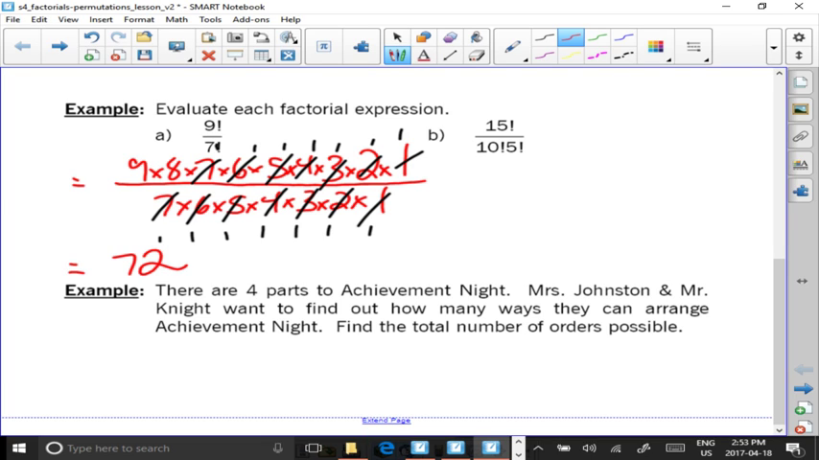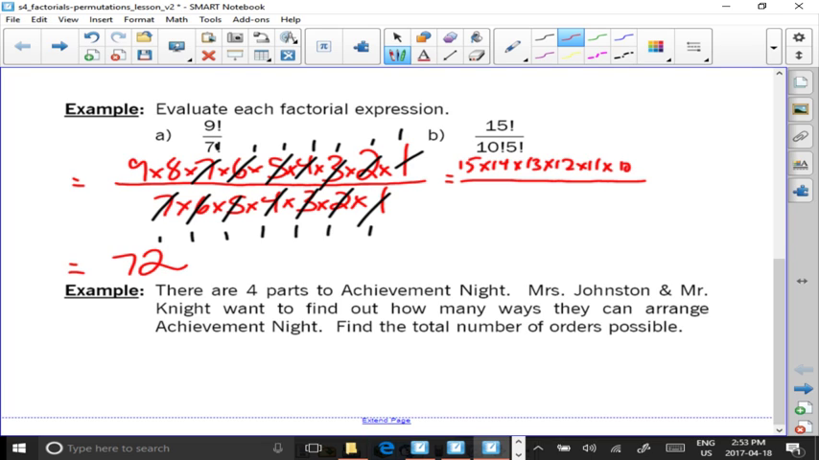Okay? Now the next one will require a little bit of simplifying. It's 15 factorial over 10 factorial, 5 factorial. So, if we're going to try and simplify this, we can write this as 15 times 14 times 13 times 12 times 11 times 10. And now here's what I'm going to do.